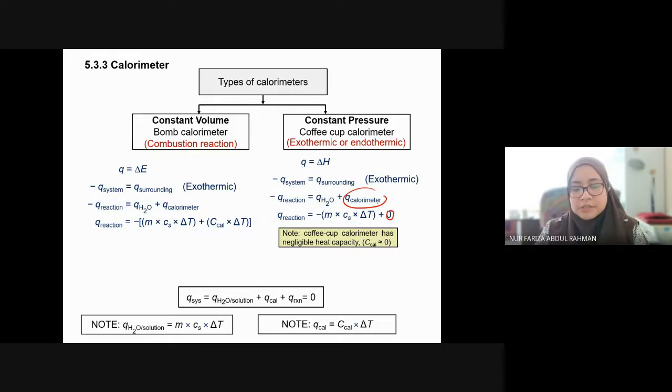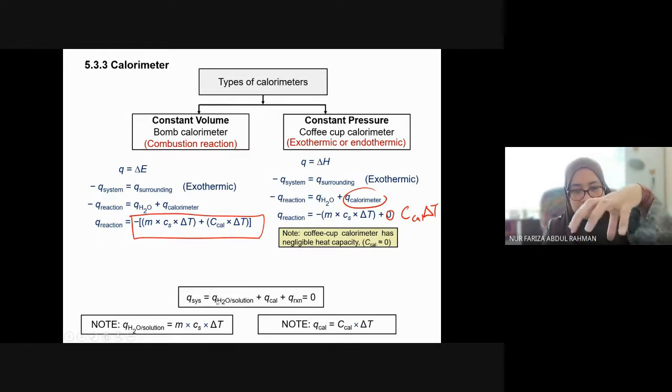Dia bagi heat capacity of the calorimeter. That means you have to have this. Sama like this one. Exactly the same. Okay. All in all, kita boleh relate that the Q system kita, bila kita conductkan, dia adalah combination of H2O, calorimeter and the reaction itself.